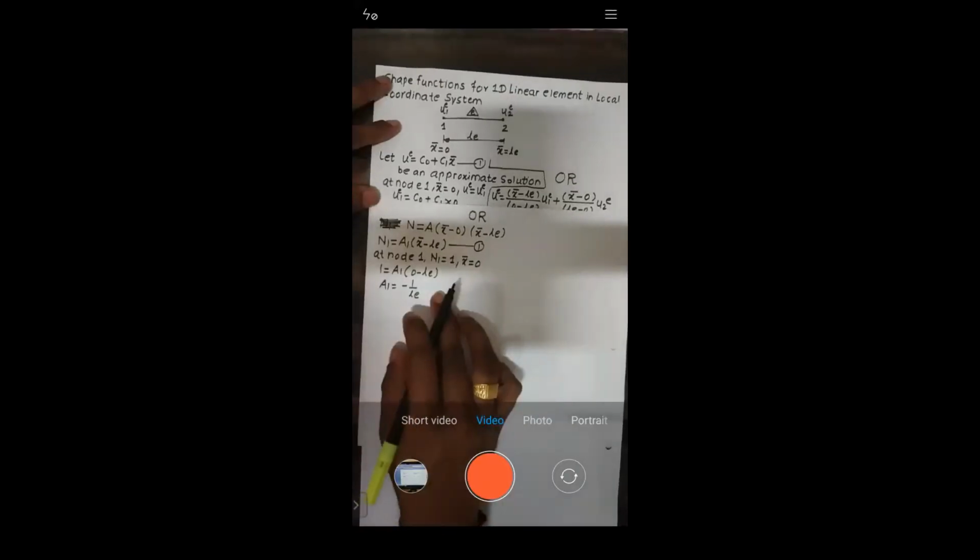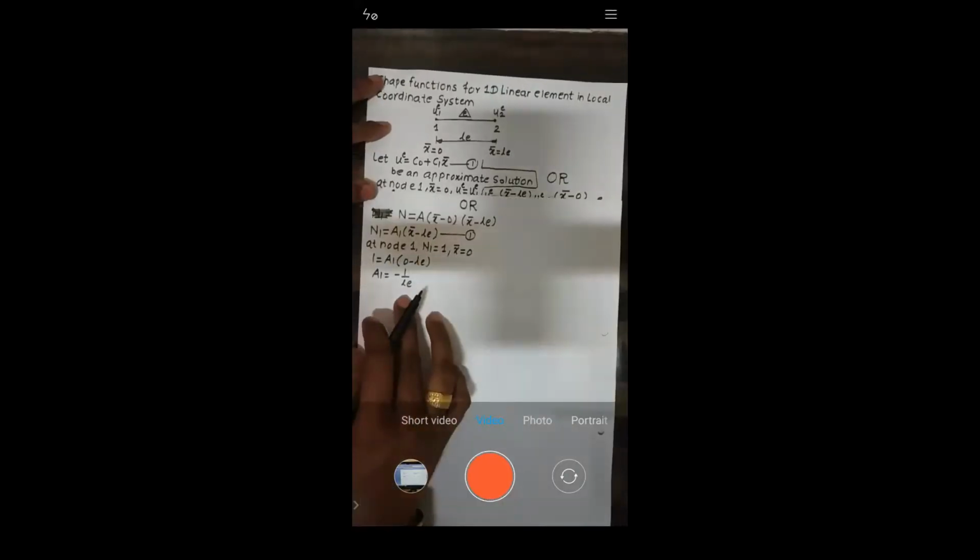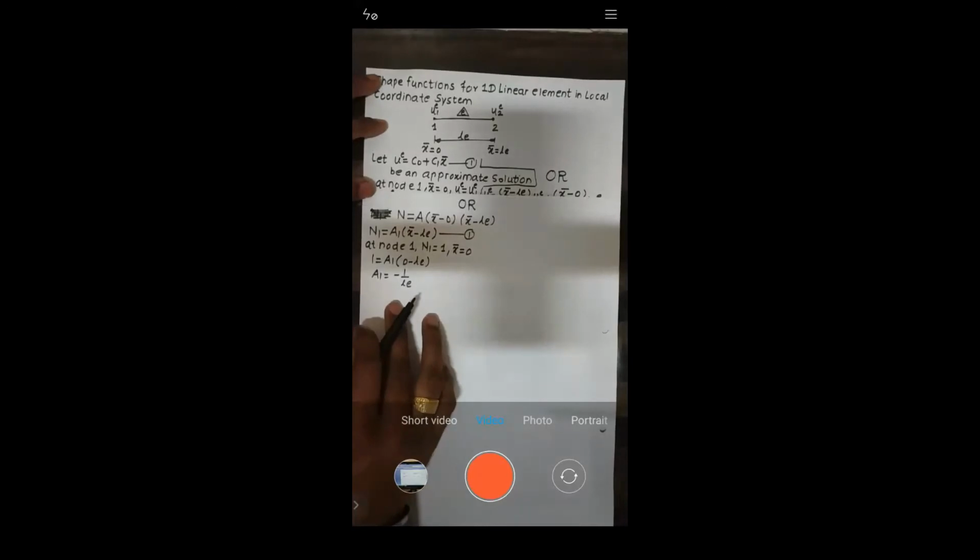सर फर्स्ट लाइन समझ में नहीं आया कहाँ से आया फर्स्ट लाइन n इक्वल टू ax माइनस Yes, line.